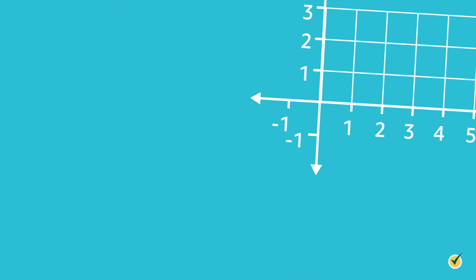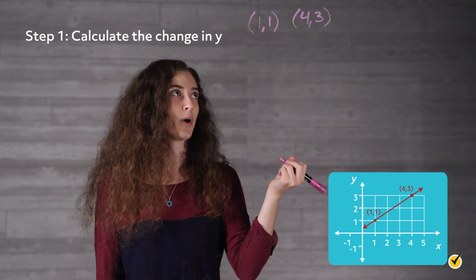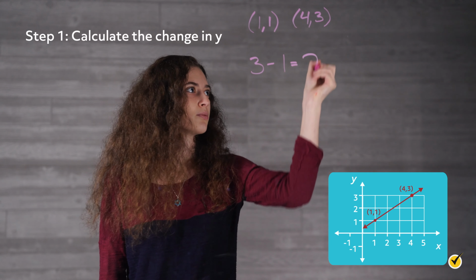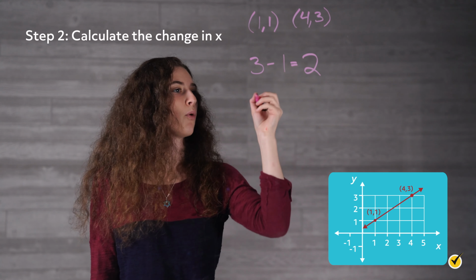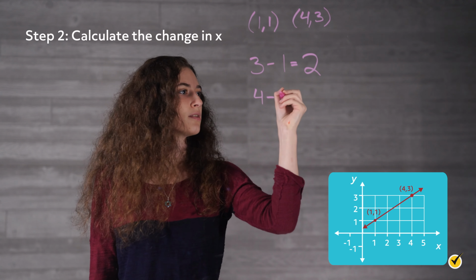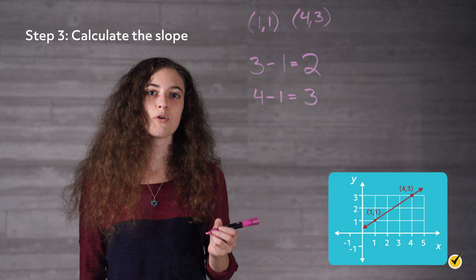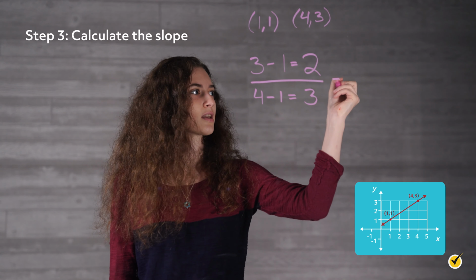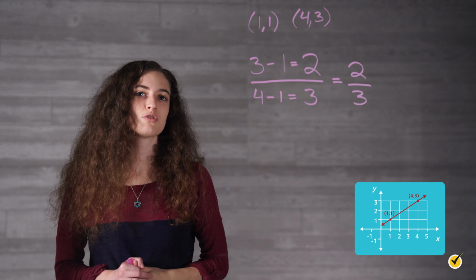Let's look at another example. Calculate the slope of the line that passes through the points (1, 1) and (4, 3). Step 1. Calculate the change in y. 3 minus 1 equals 2. Step 2. Calculate the change in x. 4 minus 1 equals 3. Step 3. Calculate the slope by dividing the change in y by the change in x. This gives us our final answer of 2/3. The slope equals 2/3 for this line.